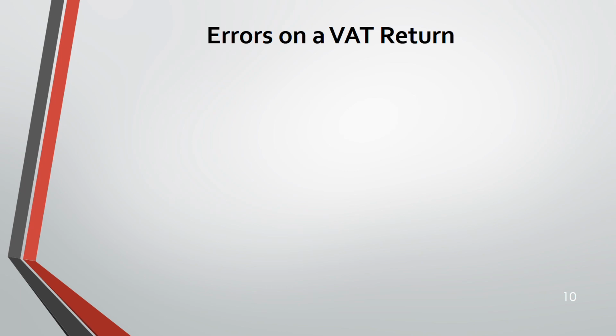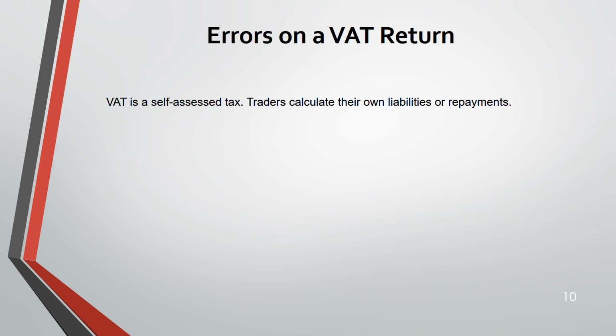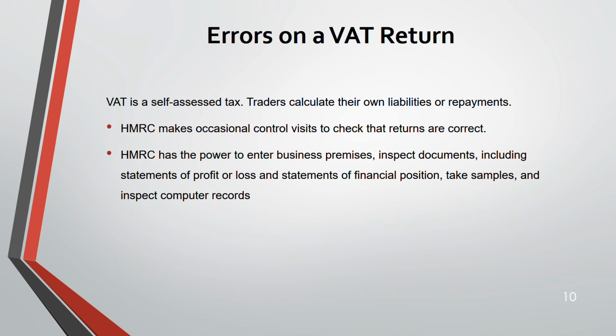Next, when you are making errors on a VAT return, one is late filing, late payment of VAT, the other one is error. So when you're making an error, remember VAT is a self-assessed tax. So traders calculate their own liabilities or repayments. Therefore, it's very possible you can make a mistake. So what does HMRC do? HMRC often makes occasional visits to check whether returns are correct or not.